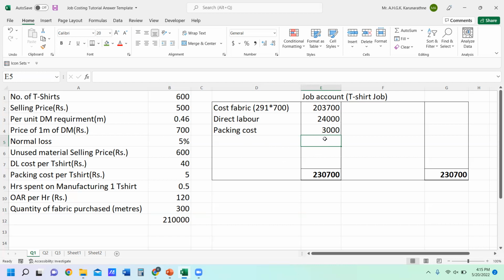If you include it in the job account, the job cost will be overstated.